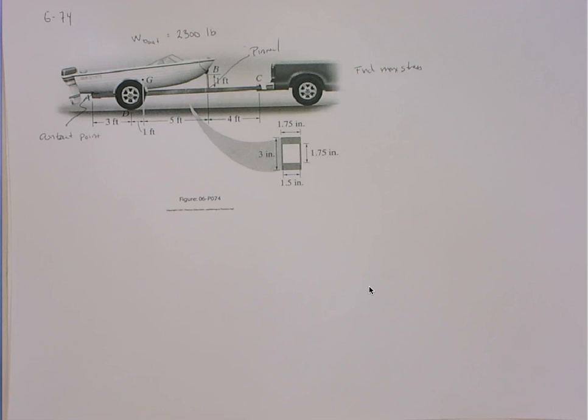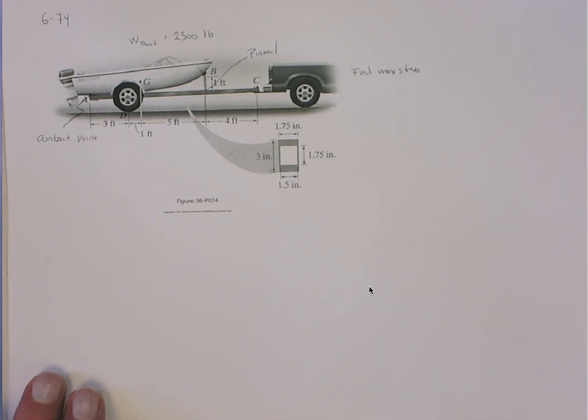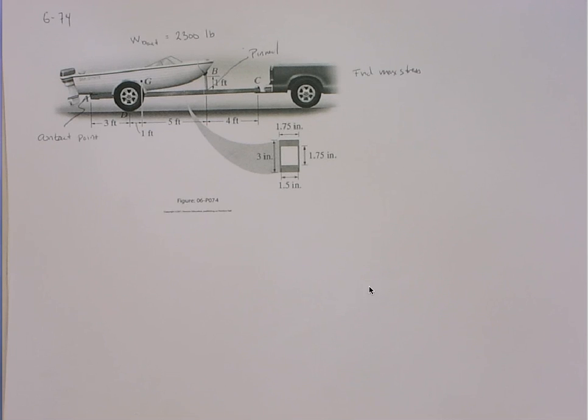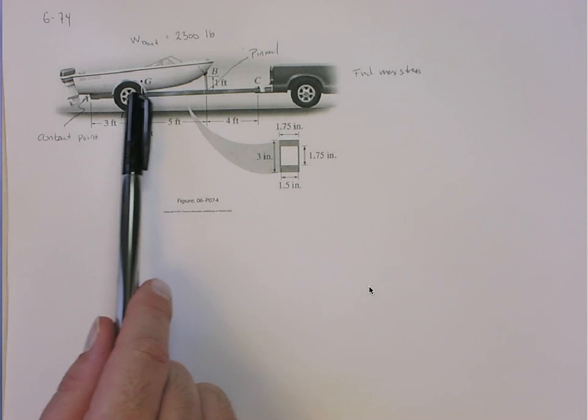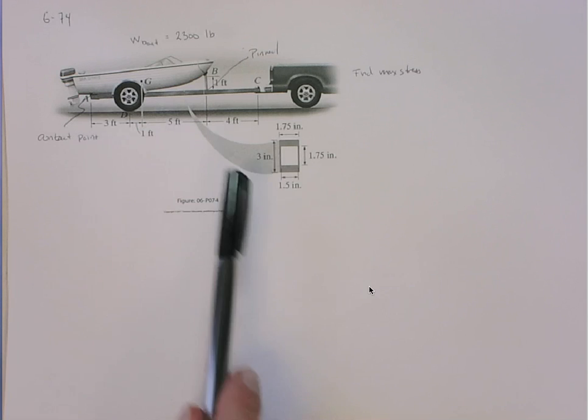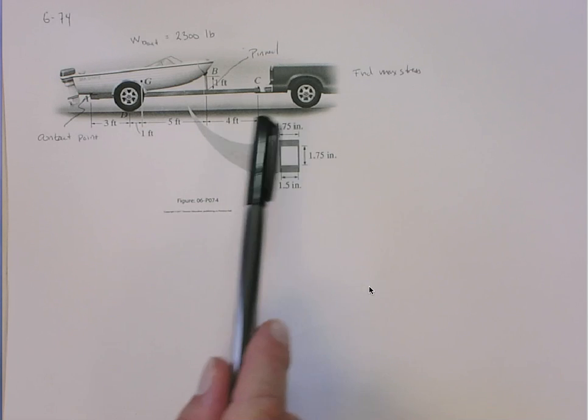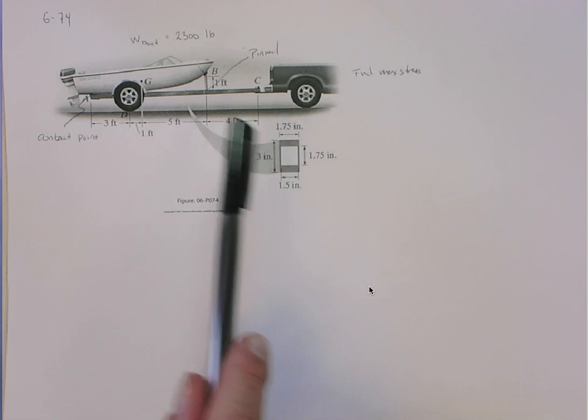All right, here we're going to do problem 674. This is actually a relatively easy problem. The hardest thing about this is trying to visualize what is the beam and then get the loading onto the beam. Basically you're designing this boat trailer, which is idealized as a beam. It has this cross-section. This is kind of a tricky cross-section.